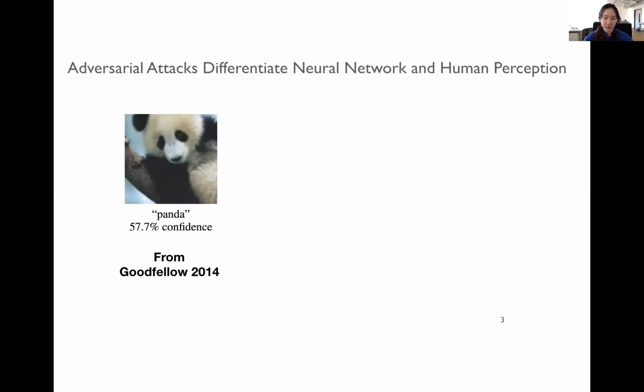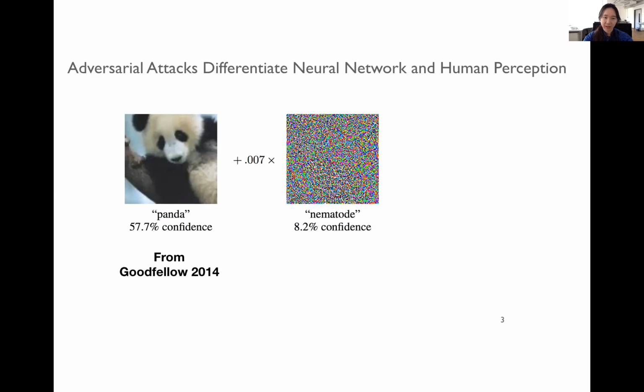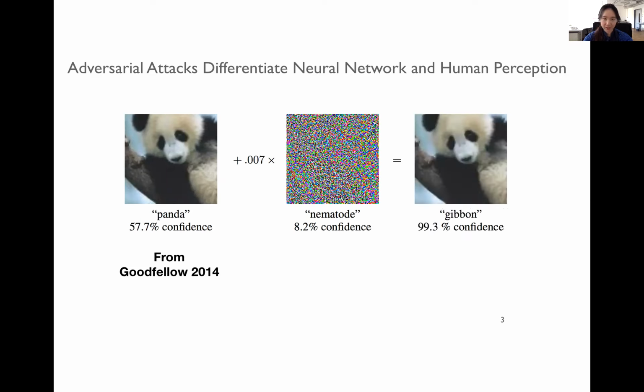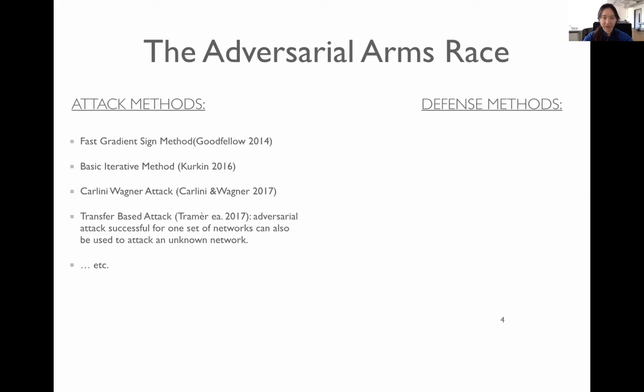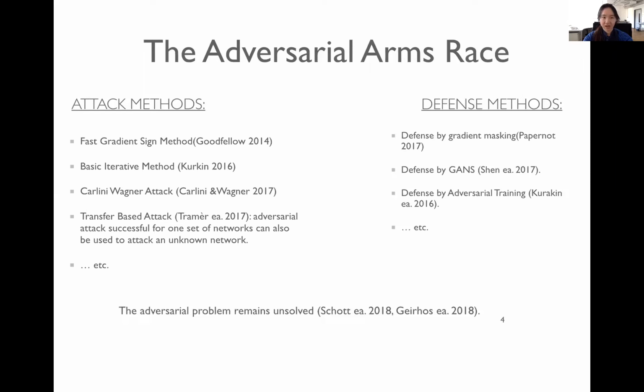One famous example from Goodfellow is, given this image, a well-trained neural network will classify this as a panda, but when a small imperceptible perturbation is imposed on top of this image, the same network would classify this new image as a gibbon. Adversarial attacks like this really threaten application security. In this field, there has been an adversarial arms race going on, and a lot of creative ideas are emerging both on the attack method side and the defense method side.